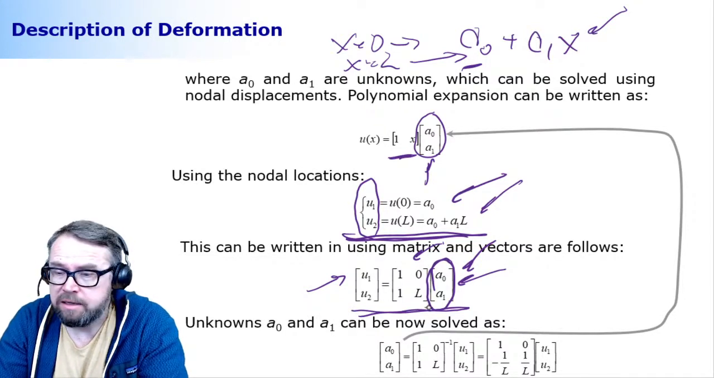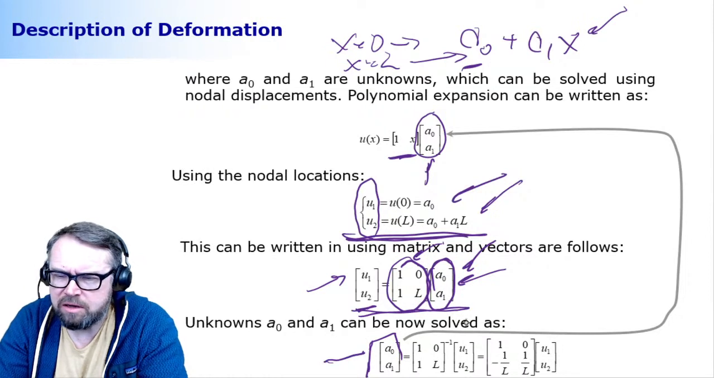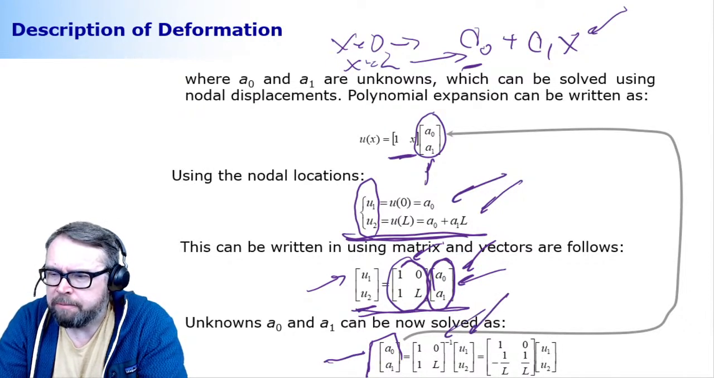How can I solve that? By inverting this matrix and then multiplying. Once I have inverted this matrix, I multiply that by this vector. This is how it looks. This is what I'm solving, these polynomial coefficients. This is not yet inverted, but I'm supposed to invert that, multiplied by nodal displacement. And now this is the inverted version of that.